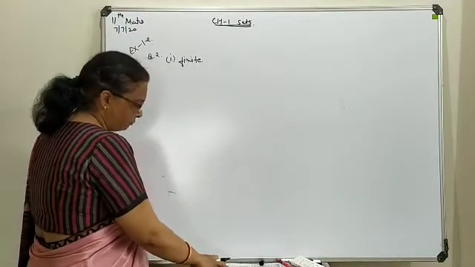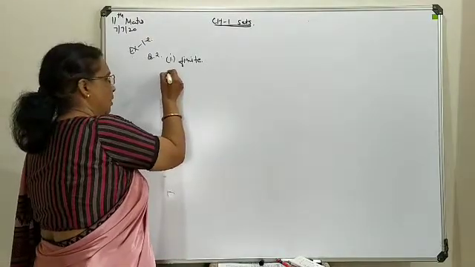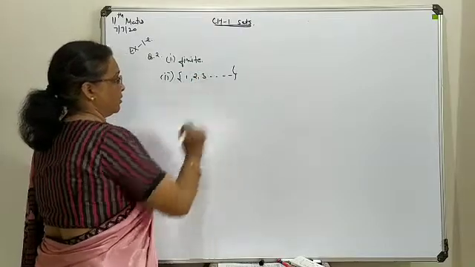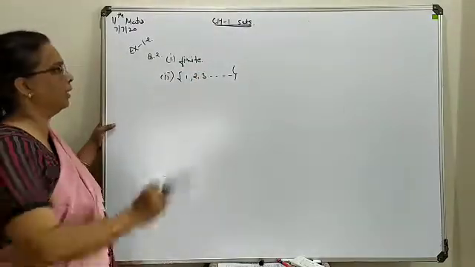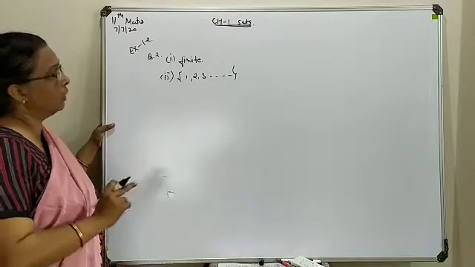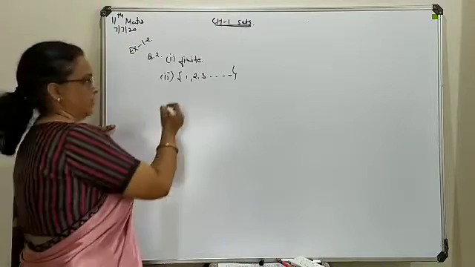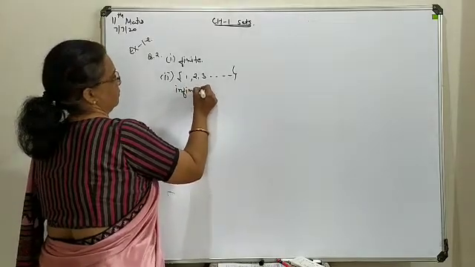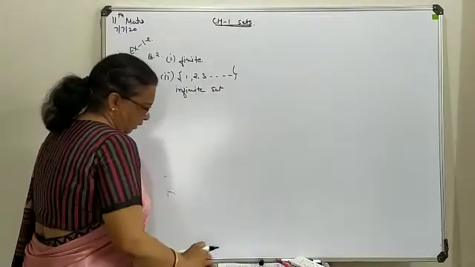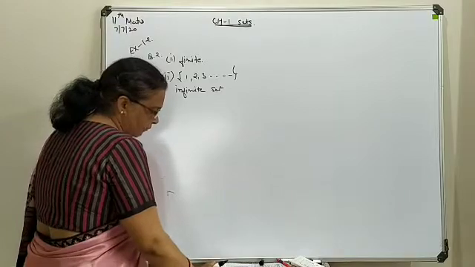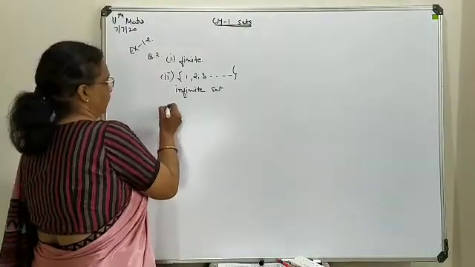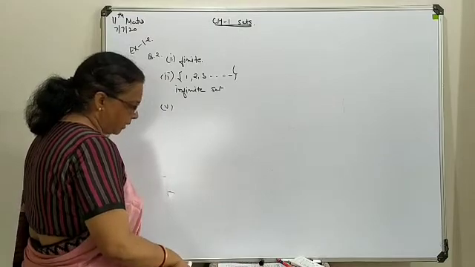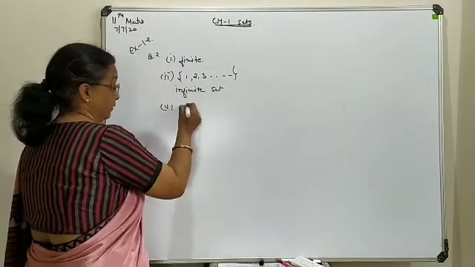Now the second one. In the second one, this is 1, 2, 3, and this way a dash is written, meaning it is the set of natural numbers, and it moves up to infinity. So this is an infinite set. Move to the fifth part: set of prime numbers less than 99.